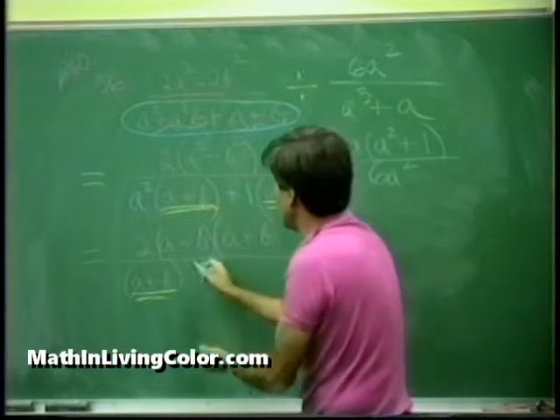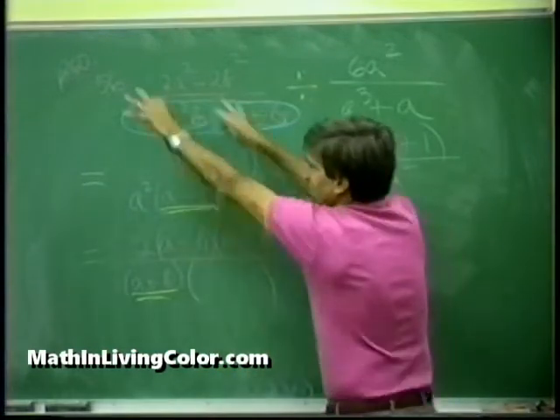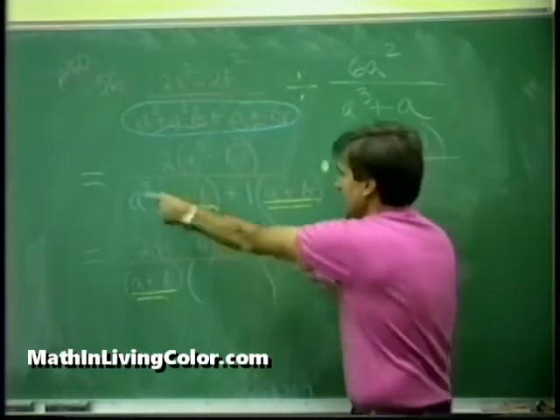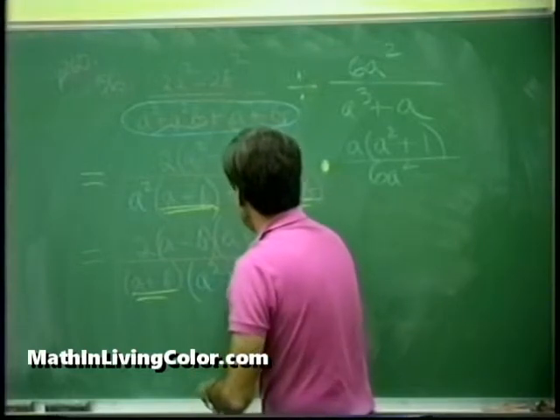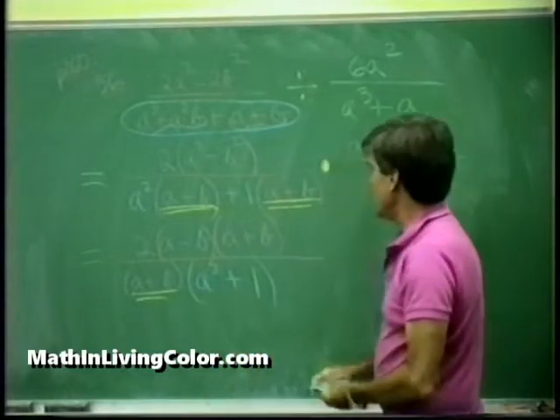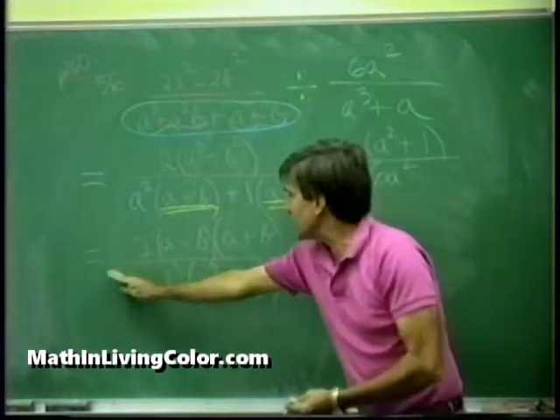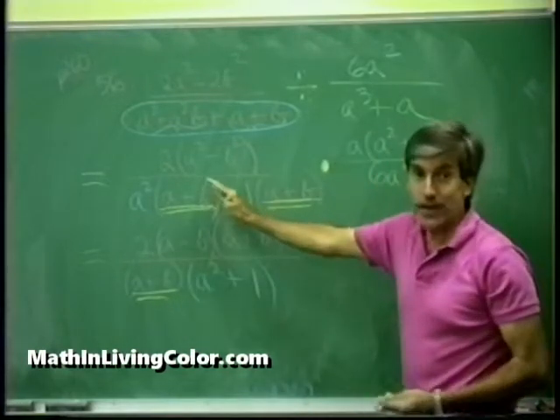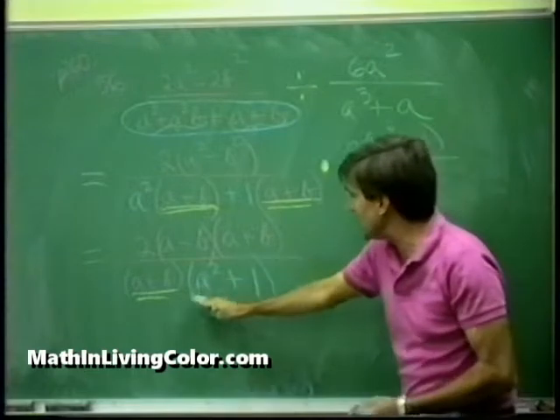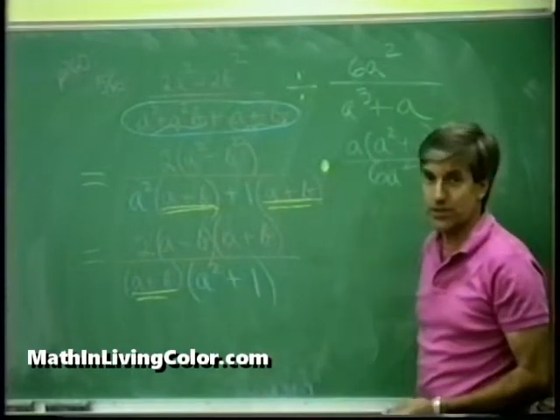And now what's going to be left after you take out the common factor? A squared plus what? 1? A squared plus 1. Okay? Now you've factored the denominator. And it's factored completely, isn't it? Can't factor a squared plus 1 anymore, can you?